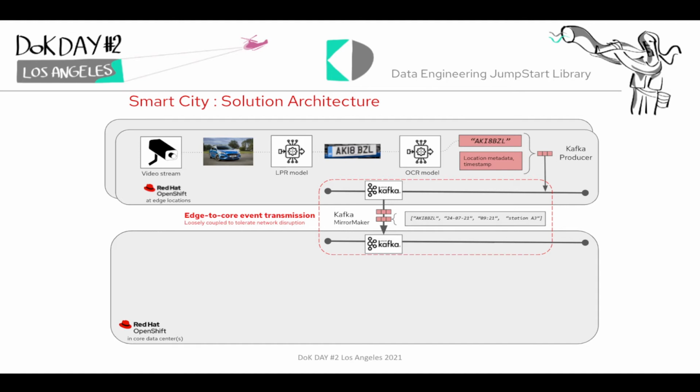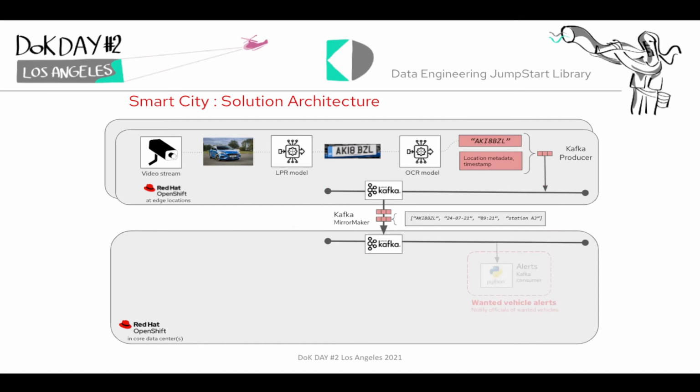Here we see another pattern, which is how we can efficiently move data from multiple edge locations onto the core data center. We are using a Kafka functionality called Kafka Mirror Maker, which helps you move data from a source Kafka cluster to a destination Kafka cluster. In our case, we are moving the license plate number strings as well as the additional metadata in the form of JSON from the source Kafka cluster to the central Kafka cluster, running again on OpenShift.